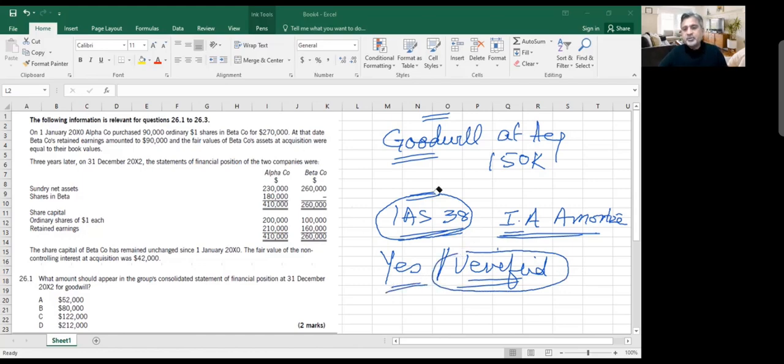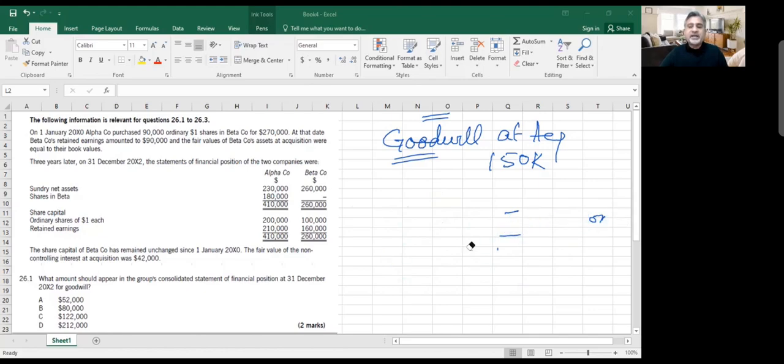Anyways, we are not talking about IAS 38. Coming back to goodwill. Goodwill is not treated under IAS 38. This is your IFRS 3 business combination. Now, since it is an asset and it is treated under non-current assets, do we depreciate it? The answer is that we do not depreciate it. We do not amortize it. We only do impairment.